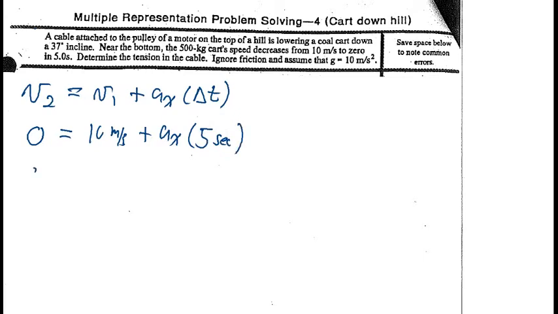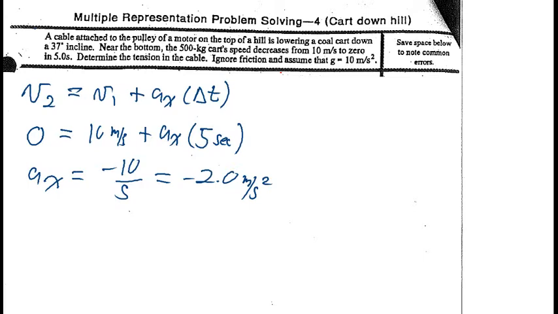And so we can see, just from doing a little bit of algebra, that a sub x will be equal to negative 10 divided by 5, which is equal to negative 2.0, and that would have units of meters per second squared. So the acceleration of this coal cart as it's being lowered down the hill at a decreasing speed is negative 2 meters per second squared.